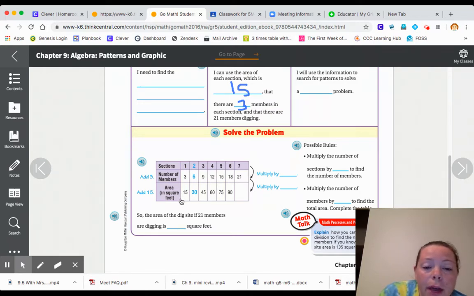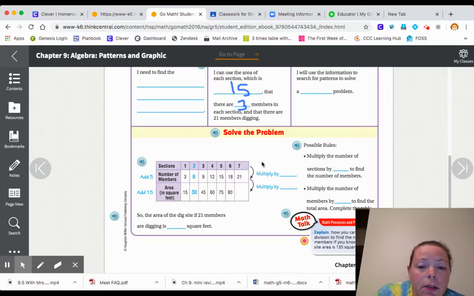Now, for area in square feet, I have 15 to 30. How do I get from 15 to 30? I multiply by 2. 30 times 2, 45. That doesn't work. So what am I doing here? I'm adding 15. 15 plus 15 is 30. Add another 15, I get to 45. Add another 15, 60, etc. Okay? I'm going down. So the rules as I go across, add 3 for the number of members every time I add a section, and add 15, the area in square feet, every time I add a section.